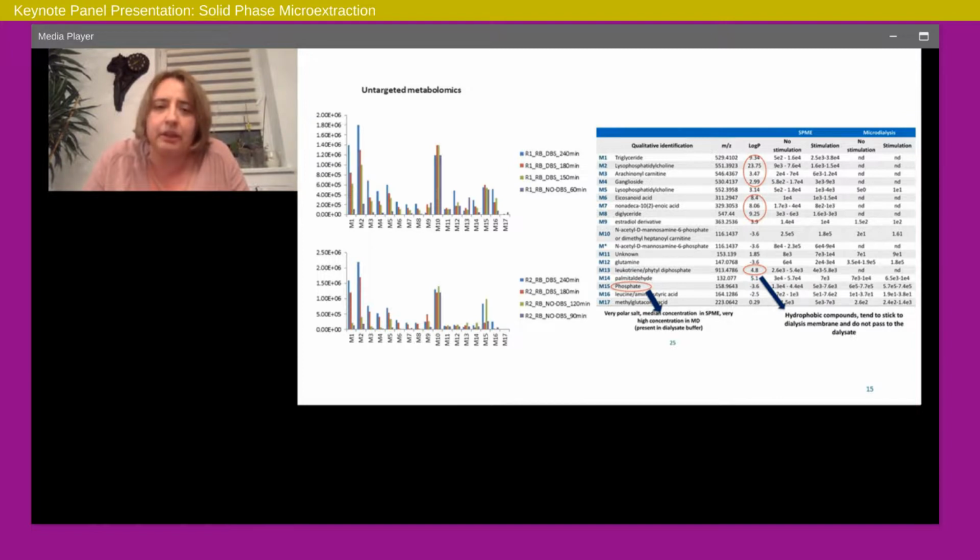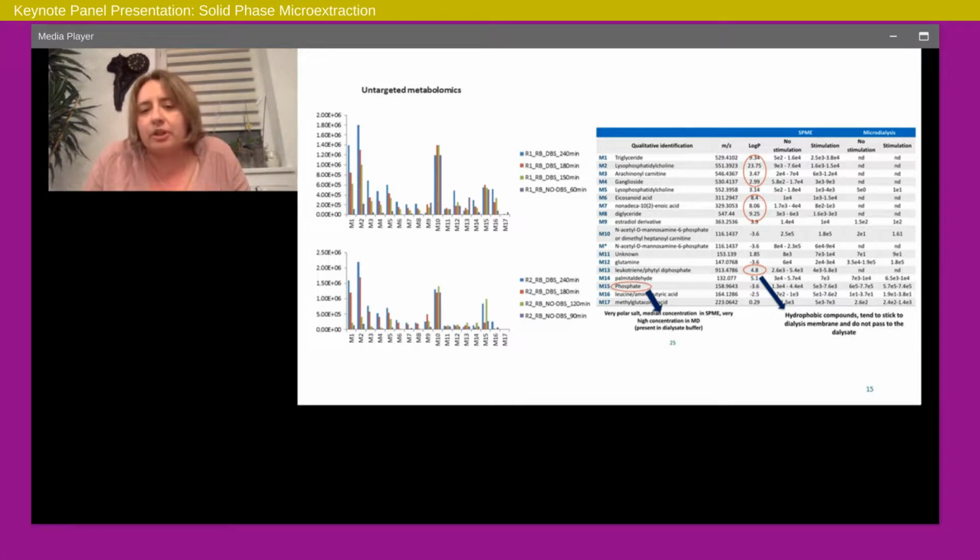And while we already had the extract from that targeted analysis, we thought that it would be good to actually check how the untargeted metabolomics look like when we compare SPME and microdialysis. And as you can see from that table and the graph, there was a number of compounds that actually changed over the time after the drug stimulation.